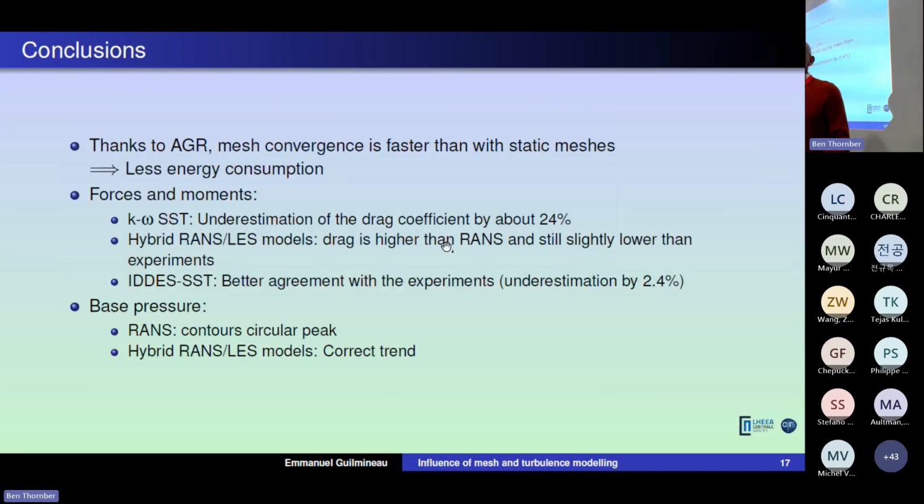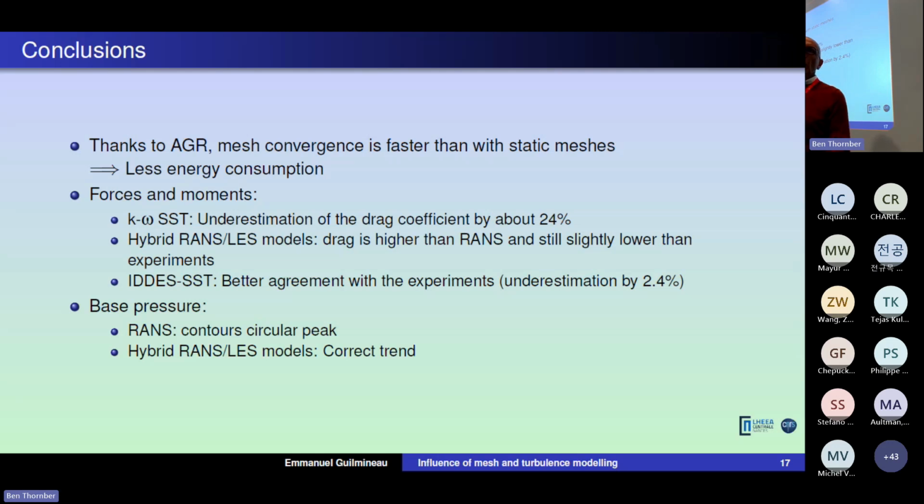So to conclude, thanks to the automatic grid-refinement, the mesh convergence is faster than with the static meshes. So it's good because we have less energy consumption. And for the force and moment, the K-omega SST underestimates the drag coefficient by about 24%. And with the hybrid RANS-LES model, the drag is higher than the RANS simulation, but still slightly lower than experiment. With IDDES and automatic grid-refinement, we have a better agreement with the experiment for the drag.